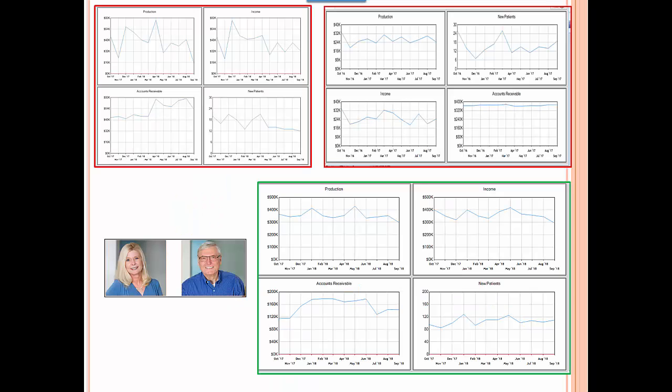So can we as consultants take one of those two practices at the top and turn it into the practice at the bottom? No. And any consultant who tells you that they can do that, I think, is fibbing to you. What we can do is help you install systems and coach the staff to use the systems that will allow you to create the practice on the lower right.